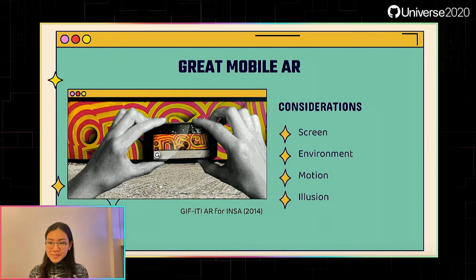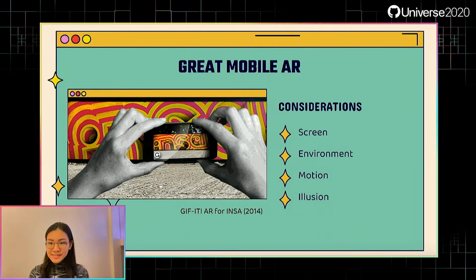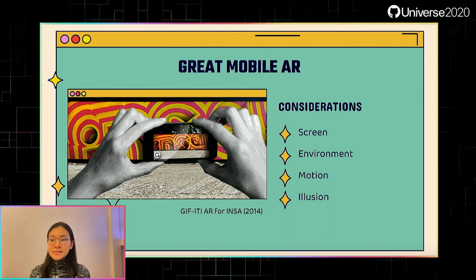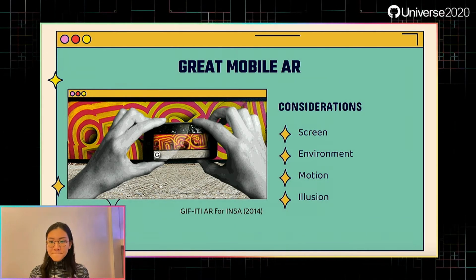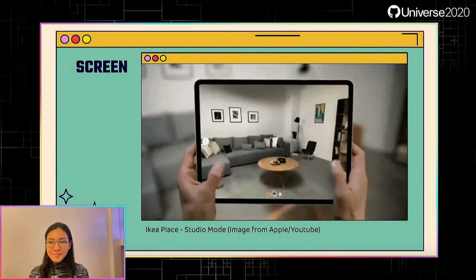Regardless of what you are augmenting, there are 4 elements that you will need to consider in developing these experiences. They include considerations for screen, environment, motion, and illusion. One of the most common challenges for AR projects are the constraints set by the screen.